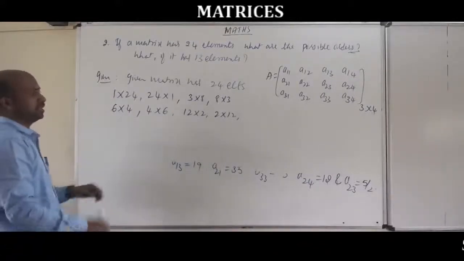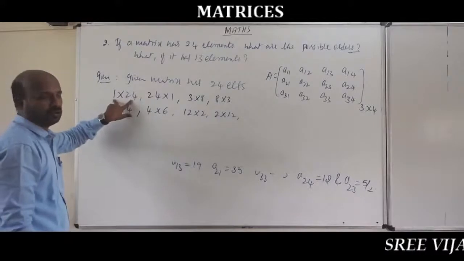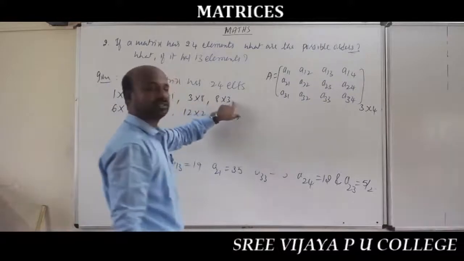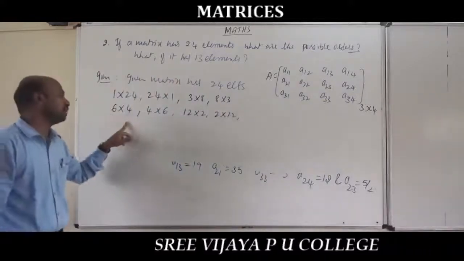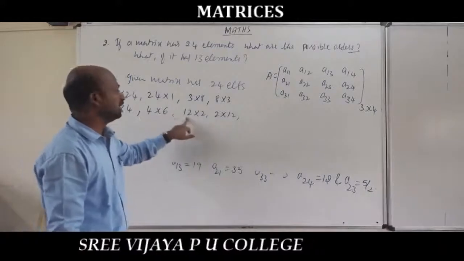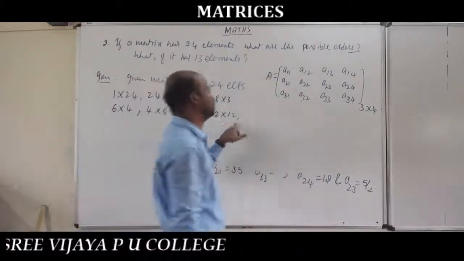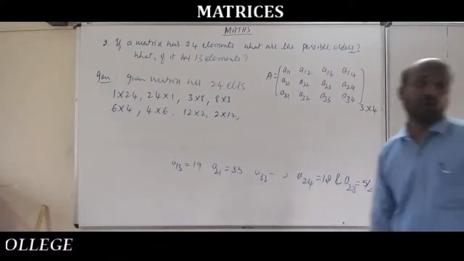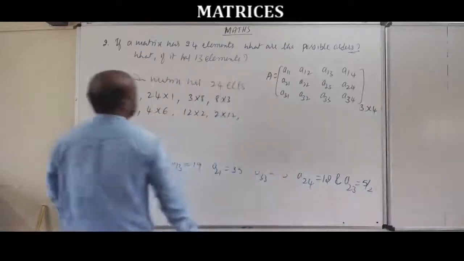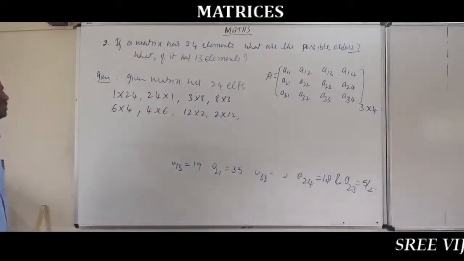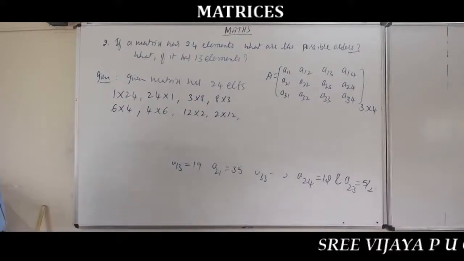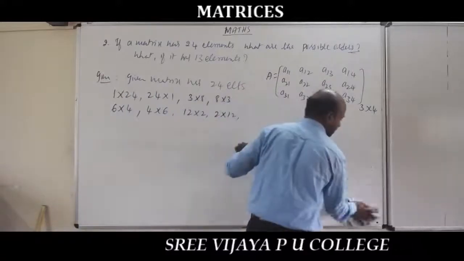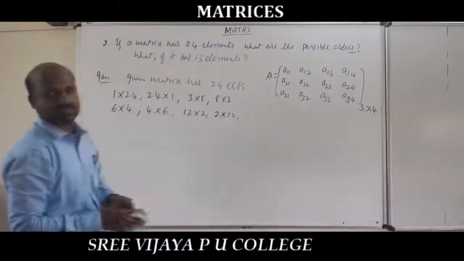So the number of possible orders: 1 row, 24 columns; 24 rows, 1 column; 3 rows, 8 columns; 8 rows, 3 columns; 6 rows, 4 columns; 4 rows, 6 columns; 12 rows, 2 columns; 2 rows, 12 columns. These are the possible orders if the matrix has 24 elements. Is it clear? 3 8s are, 8 3s are, 6 4s are, 4 6s are, 12 2s are, 2 12s are. So if the matrix has 24 elements, then the possible orders are these.